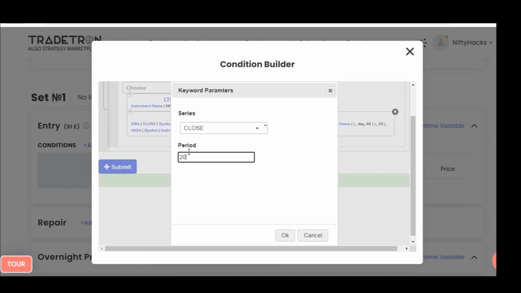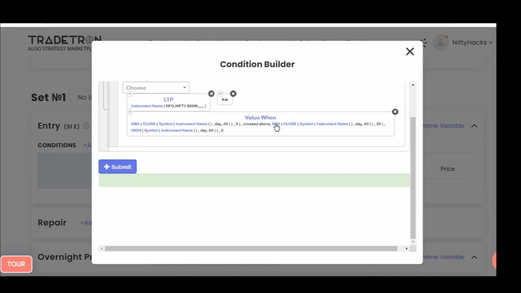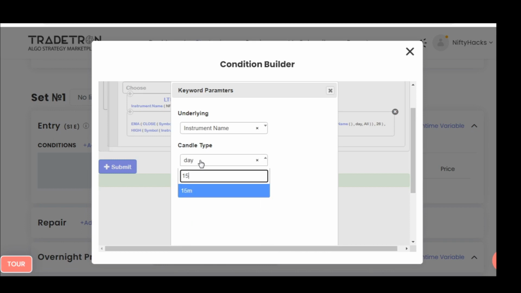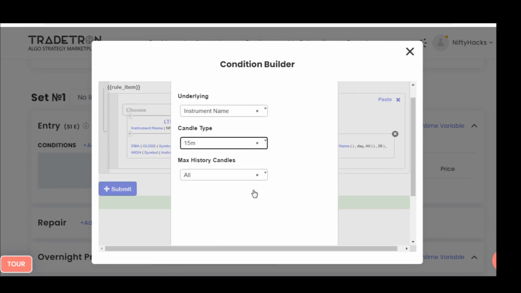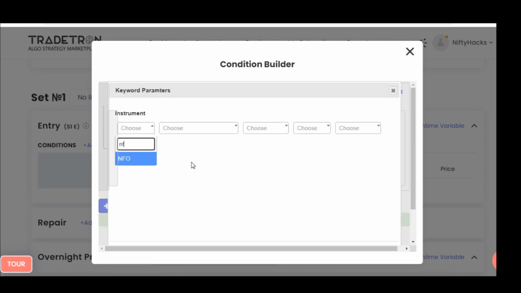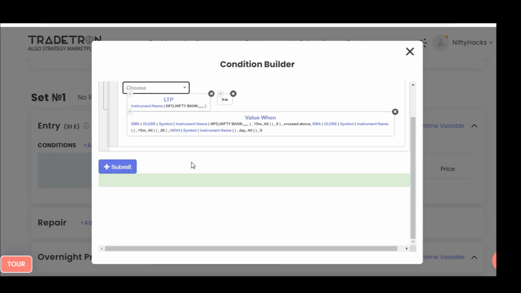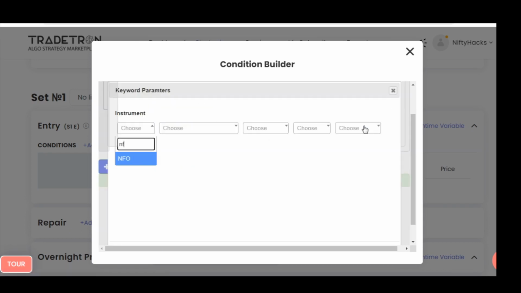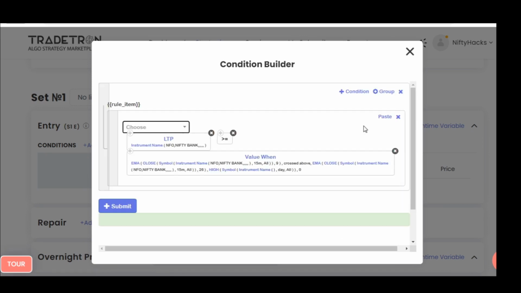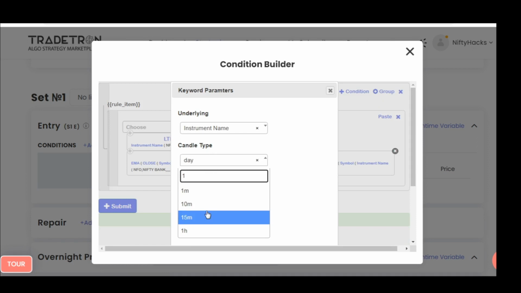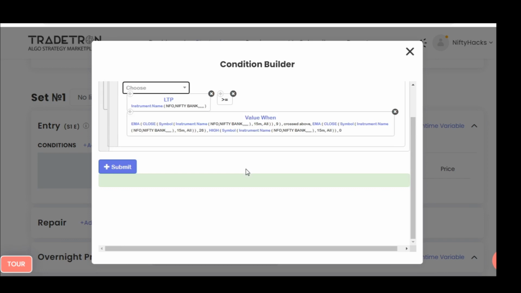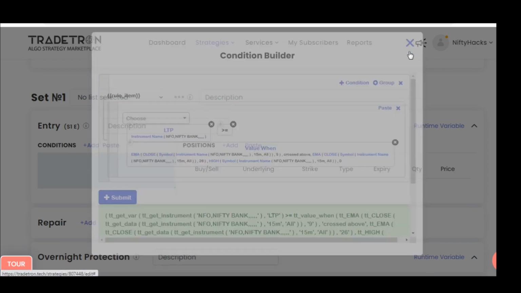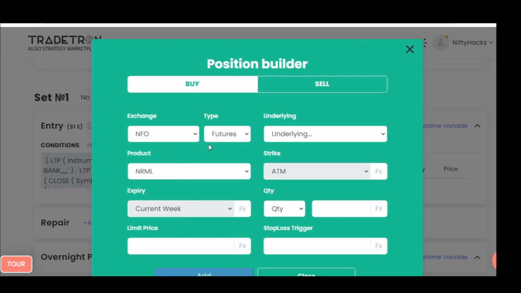And from EMA select 9, and in the other EMA select 26, and from symbol select the 15-minute time frame. From instrument name again select Nifty Bank spot. Same way here also, Nifty Bank spot, and high of the 15-minute time frame whenever the crossover happened. So again Nifty Bank spot. So this is basically the condition for the buying side, and then we will buy a call.